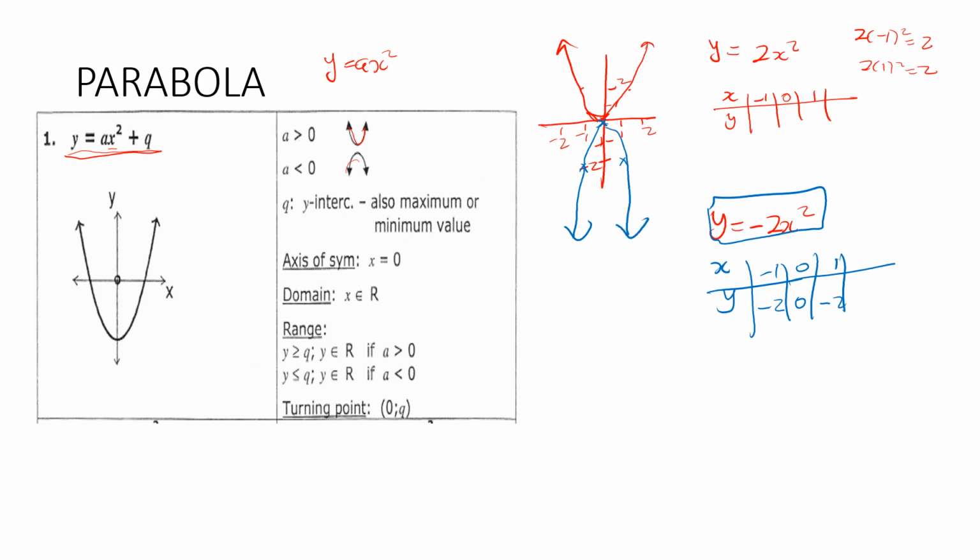So can you see that for minus 2x squared, with the value of a being negative, which is less than 0, the graph is going to be concave down? That is what happens with the shape, and a is still giving us the shape in most cases.